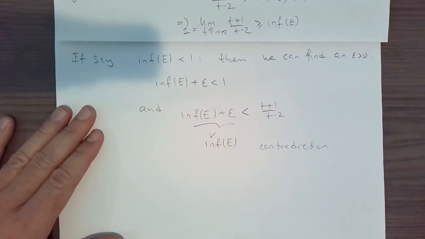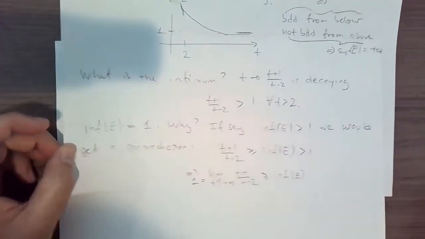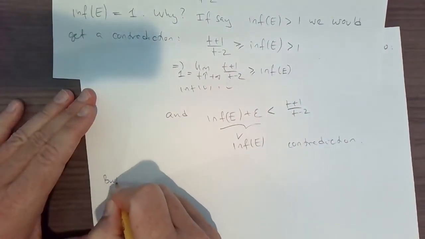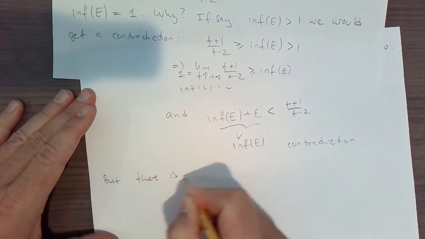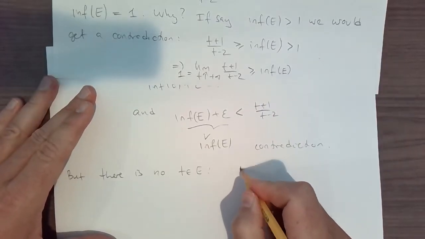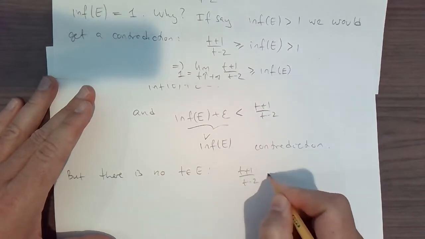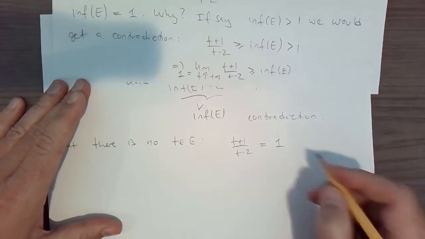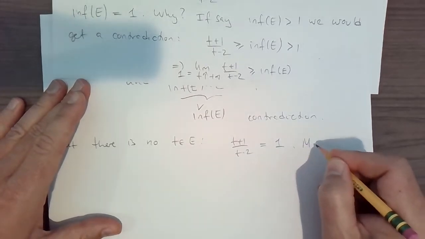So there's not much left. The only thing that is left is the 1. And this is not a min, right? Because there's no t inside E such that (t+1)/(t-2) is equal to 1. Right, so it's not a min.